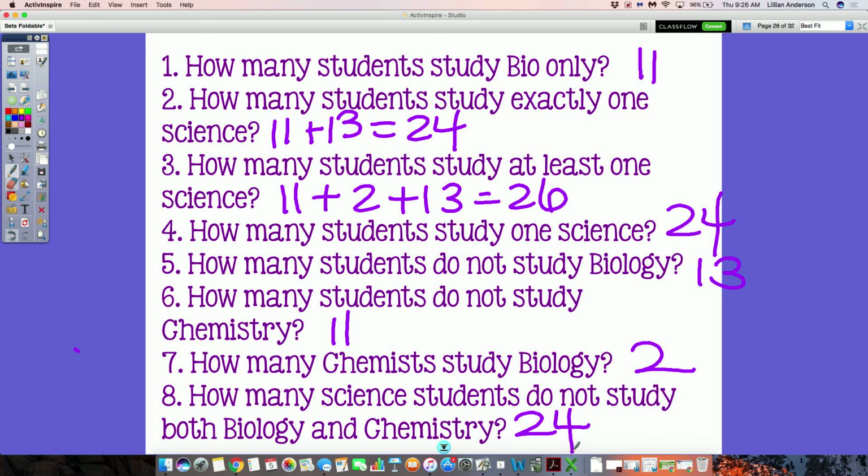And so you've got to be careful about that, because in questions like number 5, where it says how many students do not study biology, if there had been 3 kids who didn't study any science, they would have been a part of that answer. So don't forget, if there's anybody who's lying inside of the universal set, you've got to consider those as well. Questions on this?